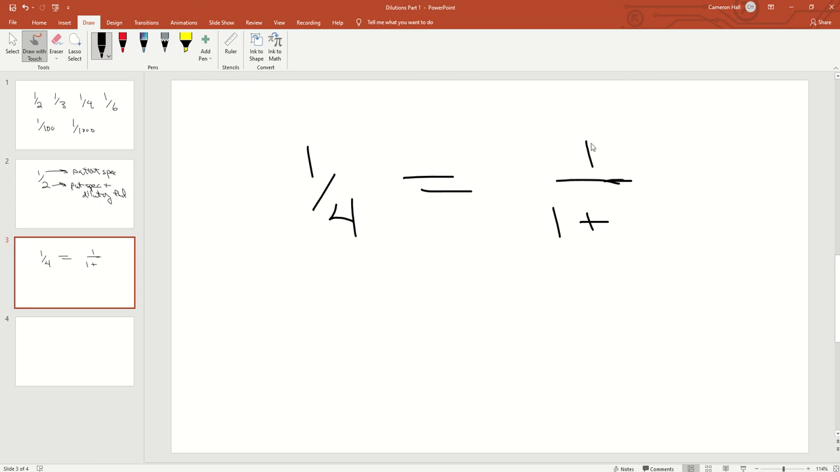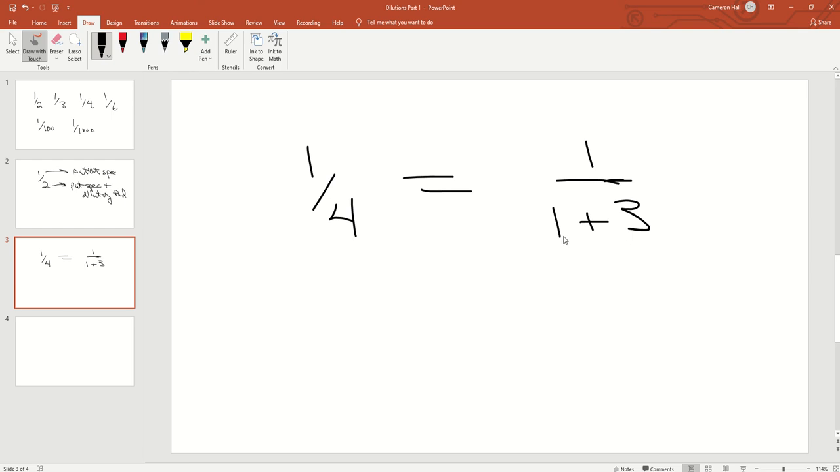Now, for there to be equality here, right? What number has to be over here? 3, right? Because it has to equal 4 at the bottom for this ratio to be maintained. So what does this mean? This means 1 part patient specimen at the top, and then at the bottom 1 part patient specimen plus 3 parts diluting fluid.